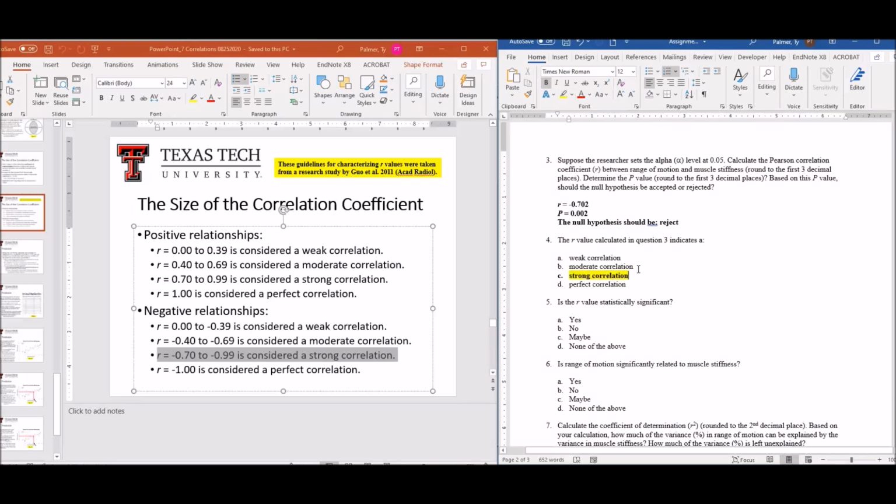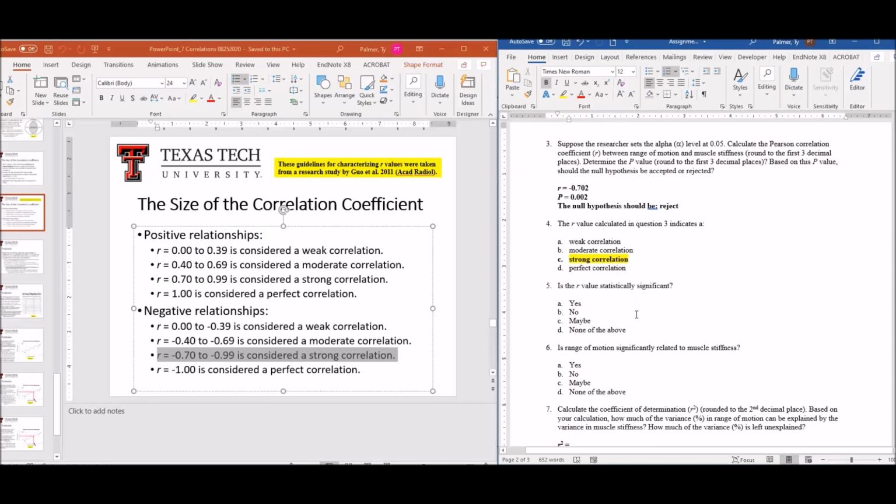I'm going to bold it and highlight it in yellow to show my answer. When I grade this, I want to be able to see what you select, so make sure to bold and highlight your answer so I can see which answer choice you selected. Remember, your data is different than mine, so your answer may be different. It may be a strong correlation, but it could be something different. Just keep that in mind. My R value that I calculated here is indicative of a strong correlation.